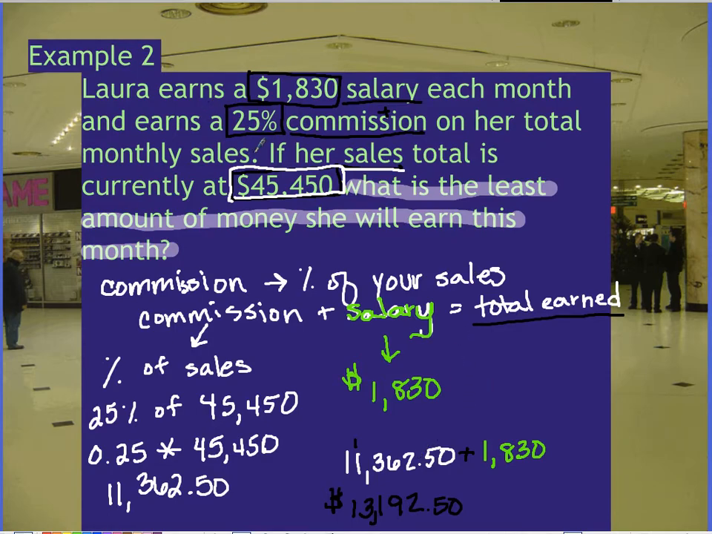Okay, again, you find the percent of the sales and then add that to the salary. This is the only one that's different like that. Okay, and we were looking for the total earned. We weren't just looking for the commission. So you also have to look at what the question is asking you for. Sometimes you'll have to add or subtract it, and sometimes you won't. If it just asked us for the commission, we could have stopped at $11,362.50.